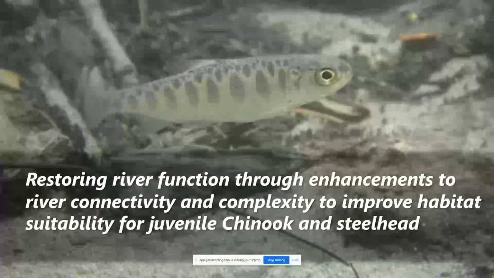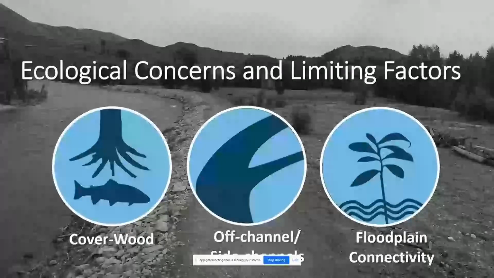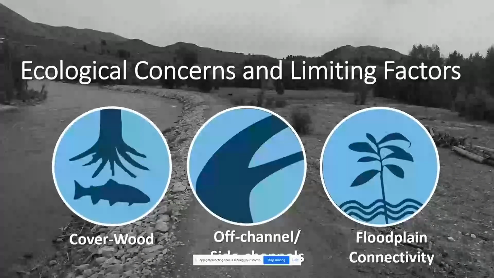This project is designed to help restore river function through enhancements to river connectivity and complexity, to improve habitat suitability for juvenile Chinook and steelhead. Project actions have been developed specifically to address limiting factors and ecological concerns that the Upper Salmon Recovery Plan identifies, to protect and improve conditions for rearing juvenile salmon.